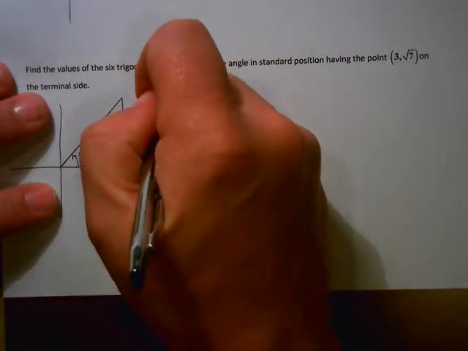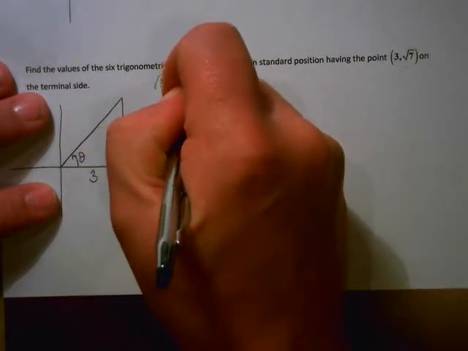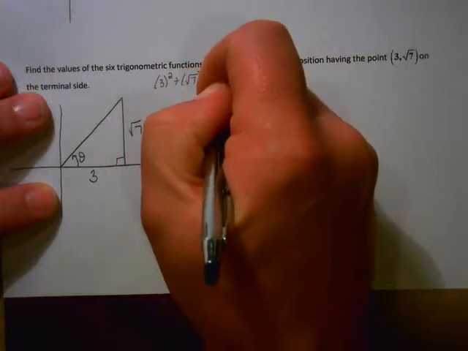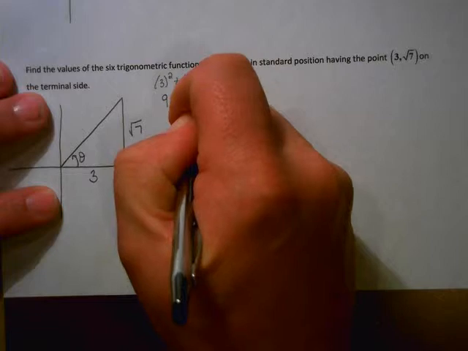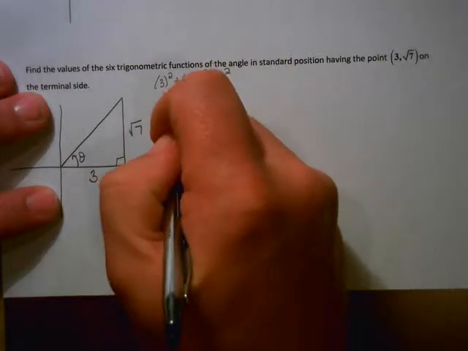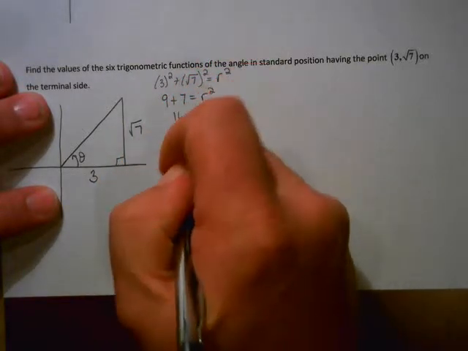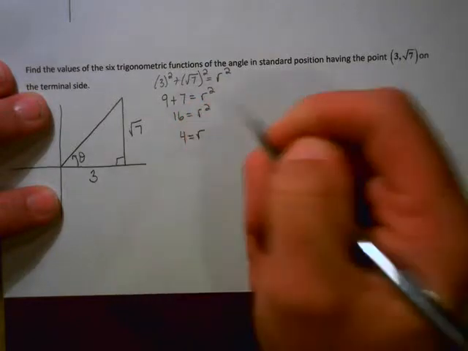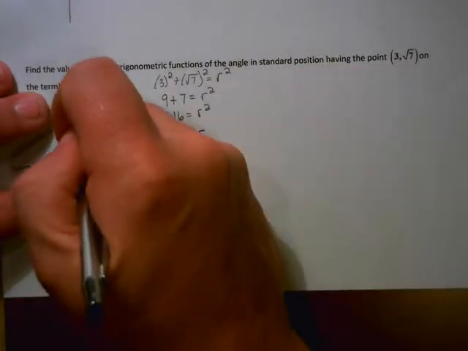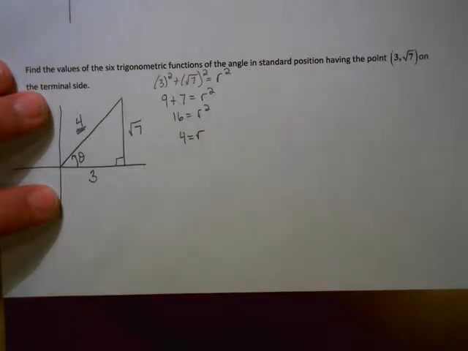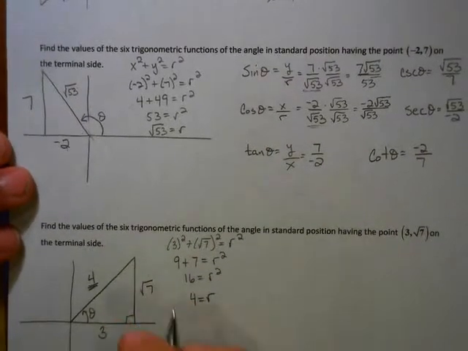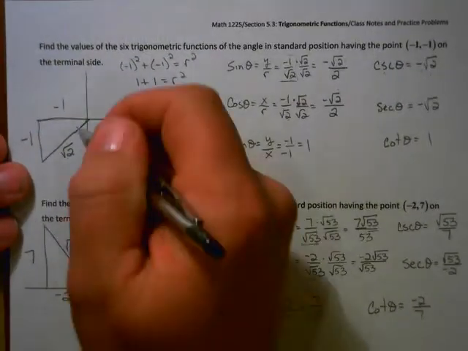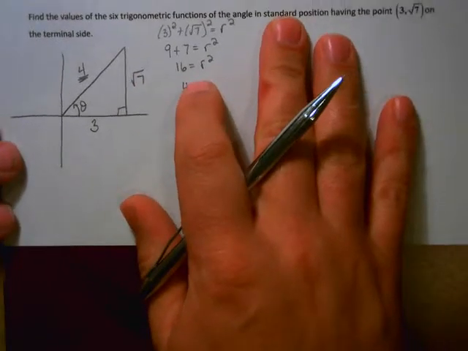So this is going to be 3 squared plus the square root of 7 squared equals r squared. 9 plus 7 equals r squared. 16 equals r squared. 4 equals r. So that hypotenuse is 4. It's always positive. Notice here x was negative. Notice here x and y were negative, but r is always going to be positive.